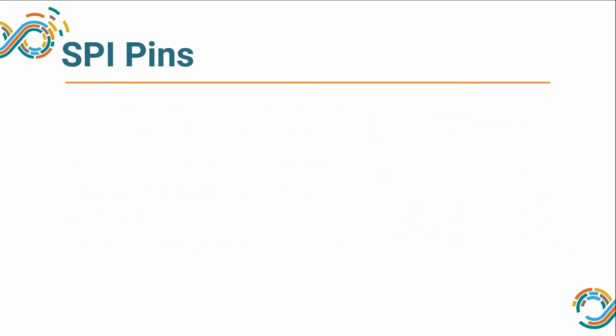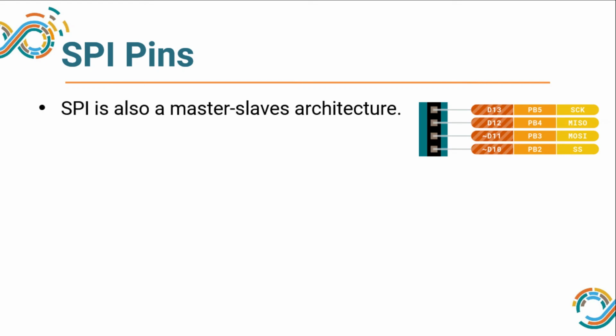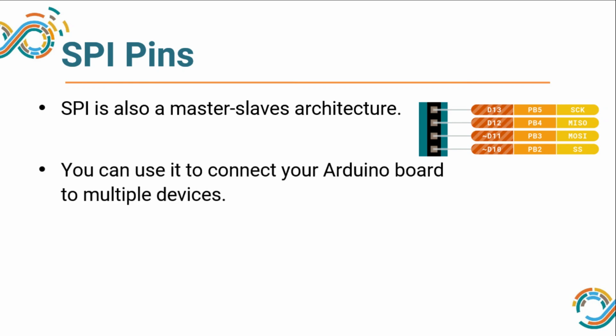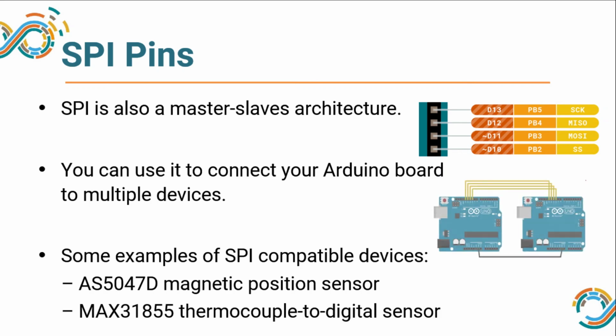A similar protocol is SPI protocol. Pin number 10, 11, 12, 13. These 4 pins can be used. This is also a master-slave architecture. You can use it to connect your Arduino board to multiple Arduino boards. Here you can have magnetic position sensors or thermocouples as well. So this is one example. You have one Arduino board and it can control the other Arduino board as well.